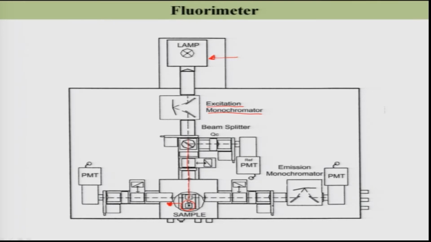Once you excite your sample, that sample fluorescence can be collected this way, right. Then you have this emission monochromator and you have PMT. But you notice another thing is present here. They used a beam splitter and have taken one part of this light and fed it to the reference PMT. This is a reference PMT, or we call this a reference detector, right.